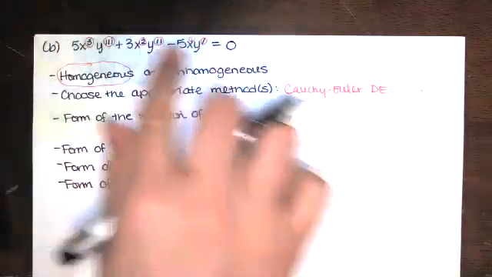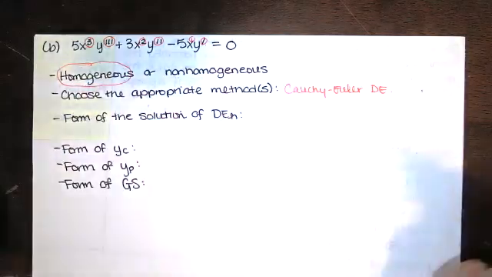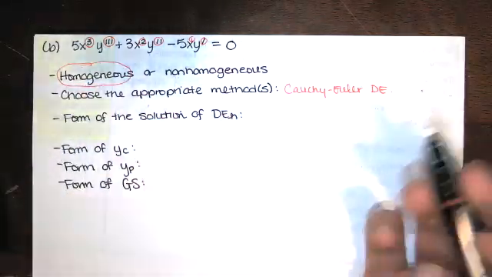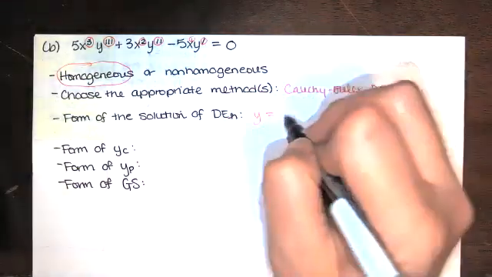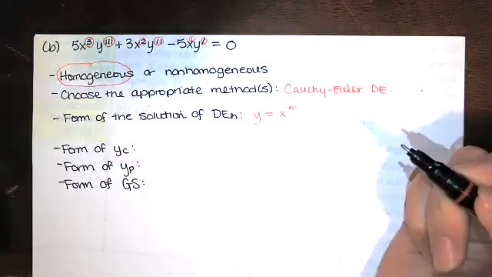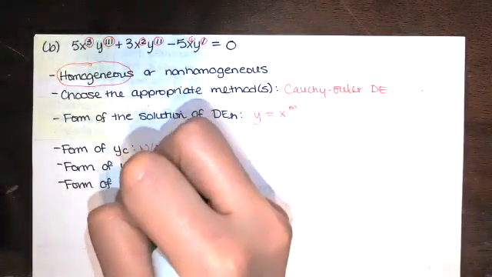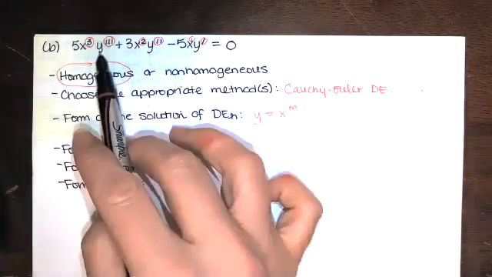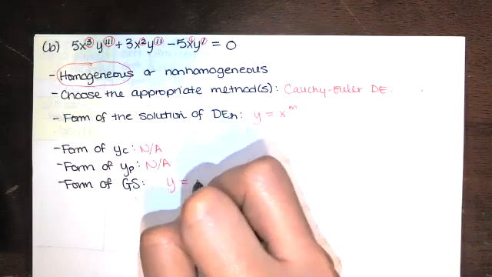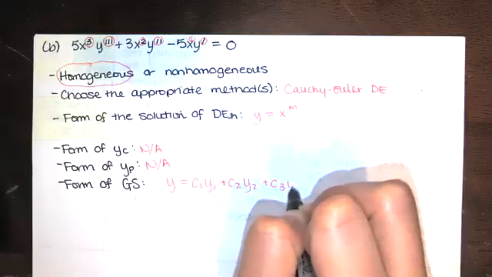Notice that the right-hand side is 0 when all the y's are on this side, so that makes that a homogeneous equation. Since it's homogeneous, we have one method, it's the Cauchy Euler method. The form of the solution for a Cauchy Euler differential equation is y equals the independent variable, which in this case is x, raised to the m. And the form of y sub c and y sub p aren't really appropriate here because it's a homogeneous equation. So we're going to skip right to the general solution. This is a third order equation, so y will equal c1y1 plus c2y2 plus c3y3.